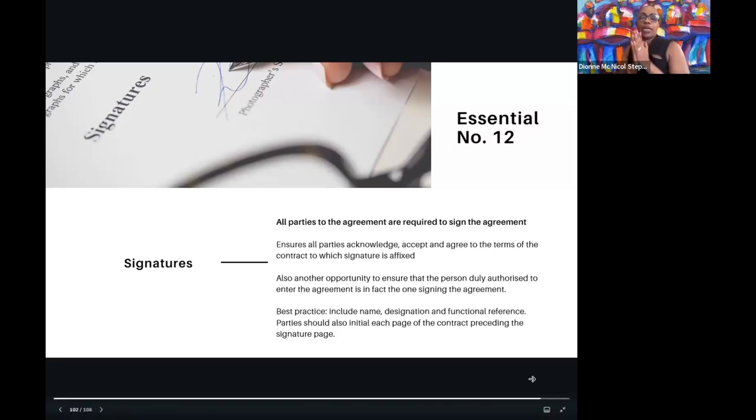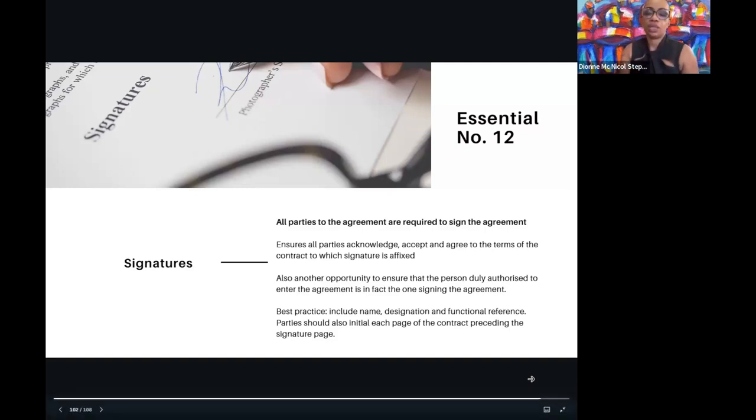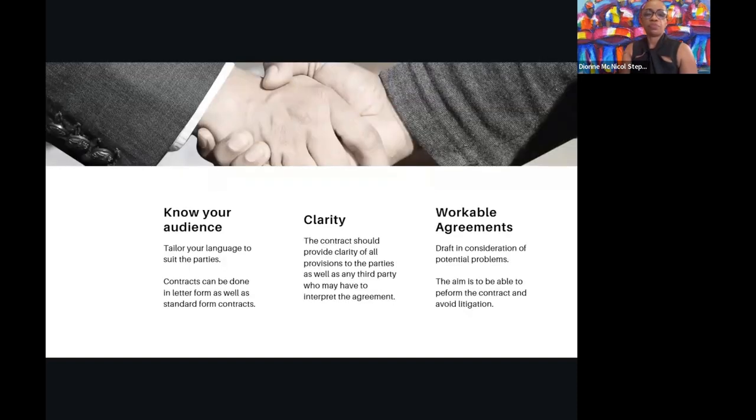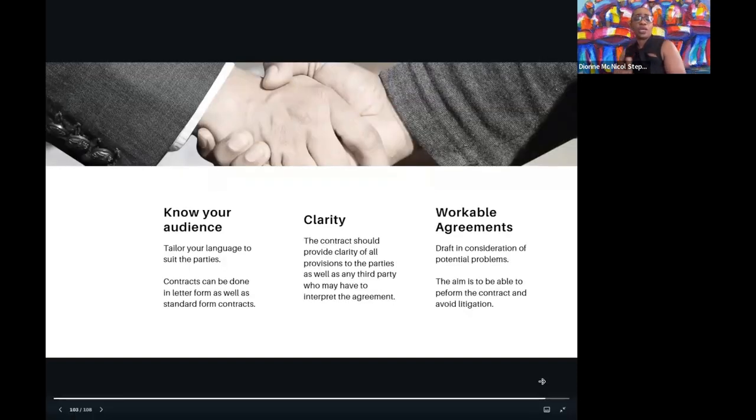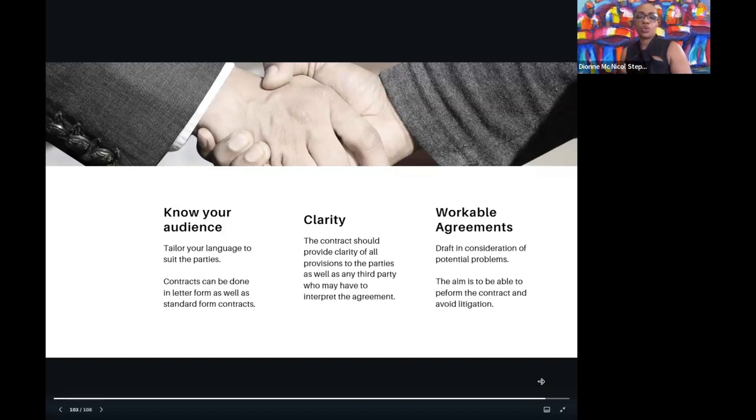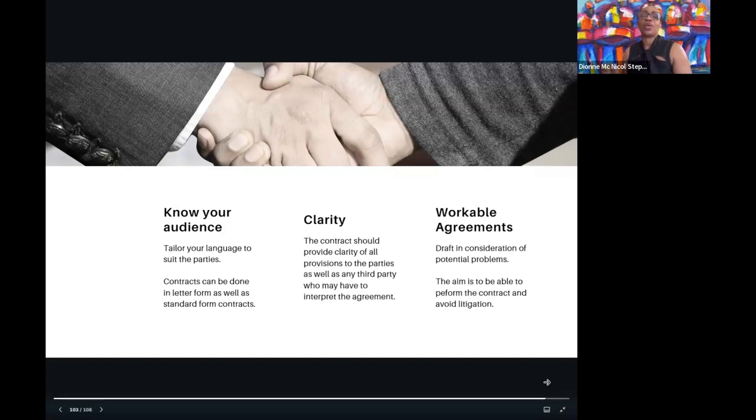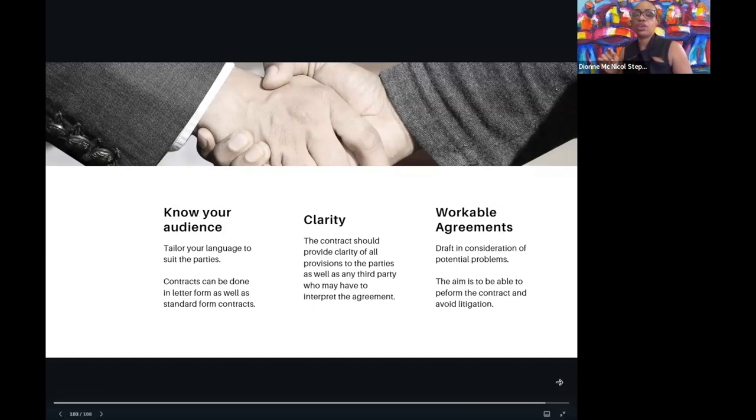But you need to have the duly authorized person sign the agreement, right? Best practice includes a name, designation and functional reference. The party should also initial each page of the contract preceding the signature page, right? So when you're dealing with your contracts, you want to know your audience and tailor your language to suit the parties. Contracts can be done in letter form as well as standard form contracts. Clarity is what you're going for. The contract should provide clarity of all provisions to the parties as well as any third party who may have to interpret the agreement. And you're looking for workable agreements.